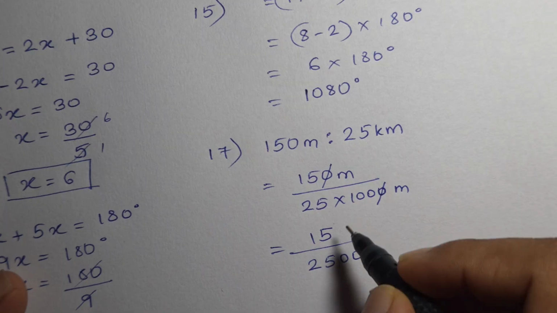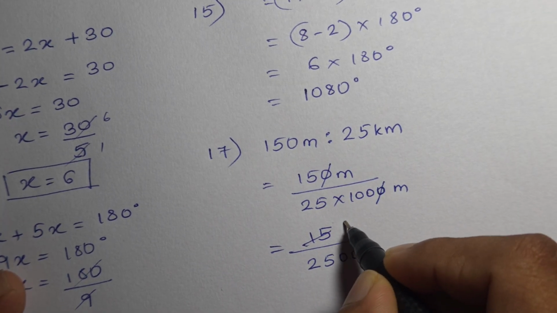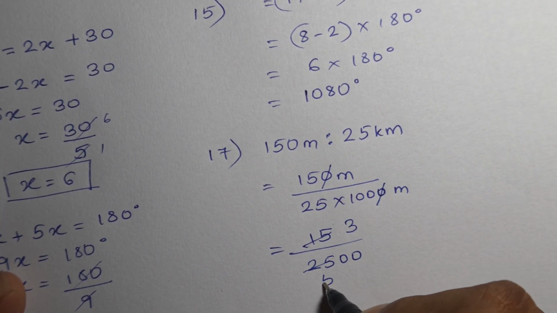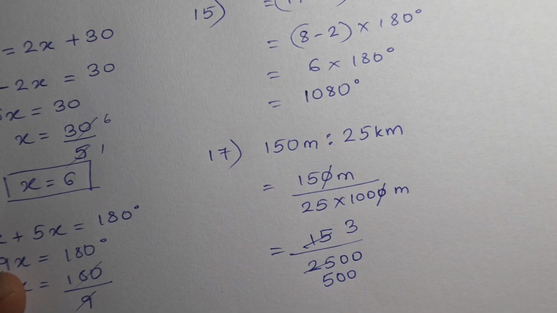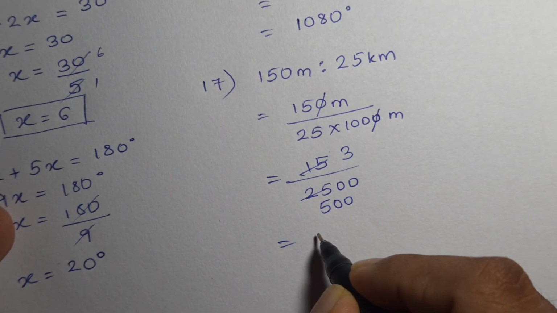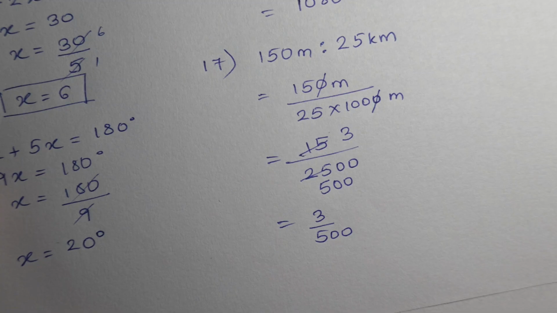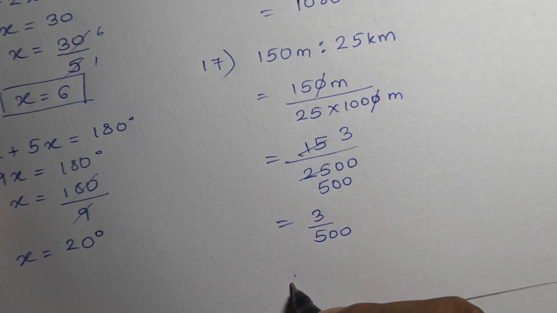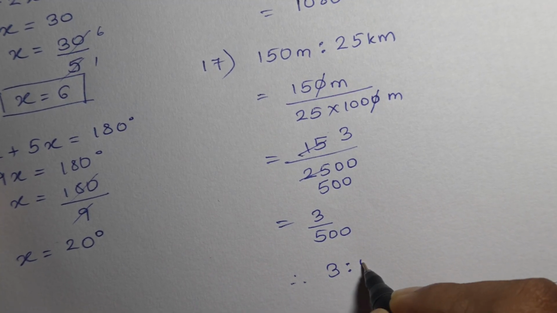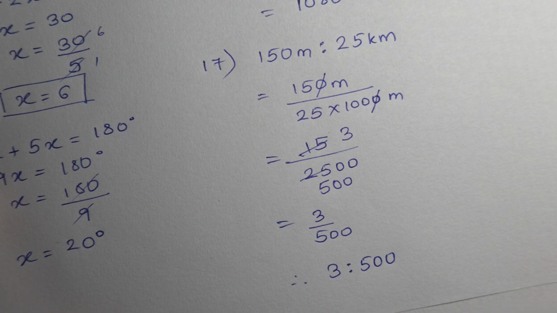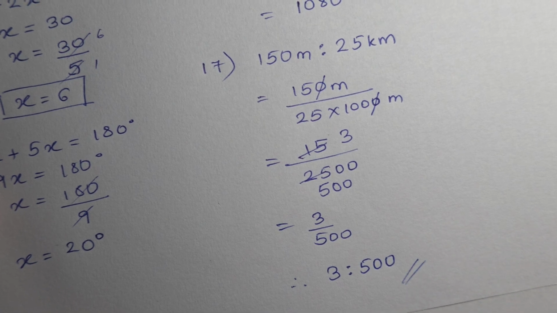Can I still simplify it? Yes, if I cancel this by 5, 5 3s are 15, 5 5s are 25. So I get 3 upon 500. Can I still simplify it? No. So in that case, this would be 3 is to 500. Correct? And that's your answer.